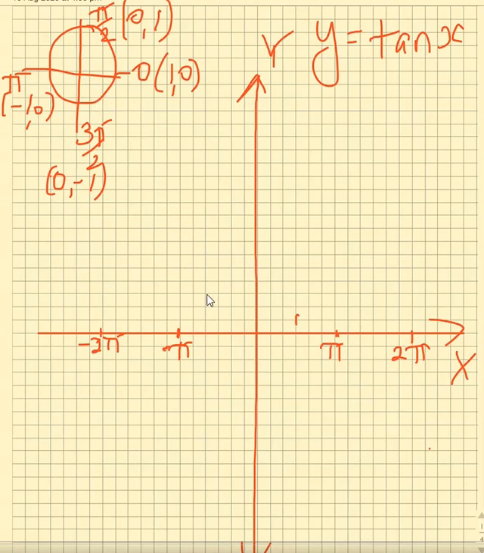First thing we do is work out where the asymptotes are. Where is tan x undefined? Well, tan x is undefined first of all at pi on 2. Tan x is sine x over cosine x. Tan of pi on 2 is 1 over 0, which is undefined. So we can draw in the asymptote there at pi on 2.